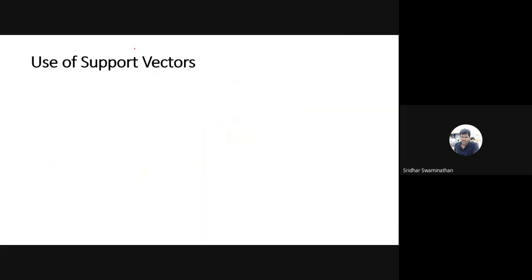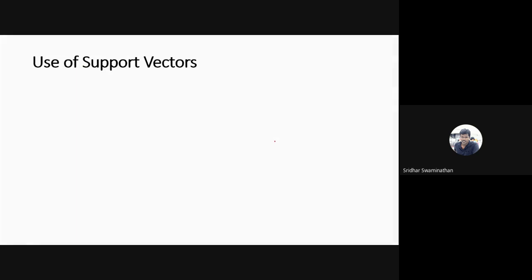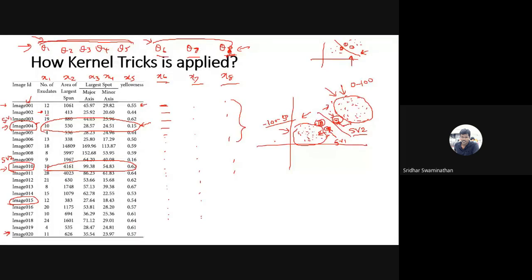Dual coefficients are the coefficients which you compute for the new dimension, which are these. Theta 6 to theta 8 are the dual coefficients. Theta 1 to theta 5 are the coefficients.